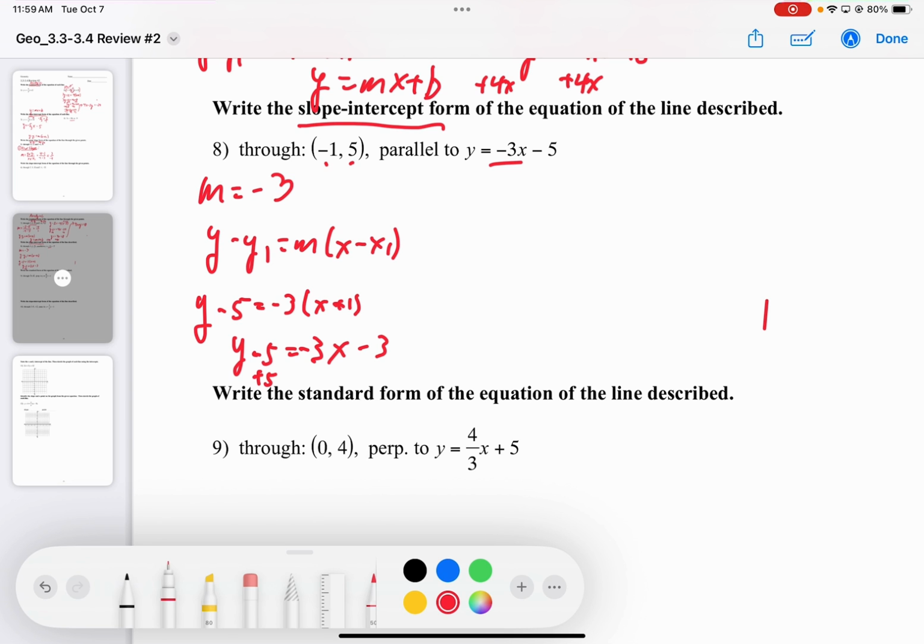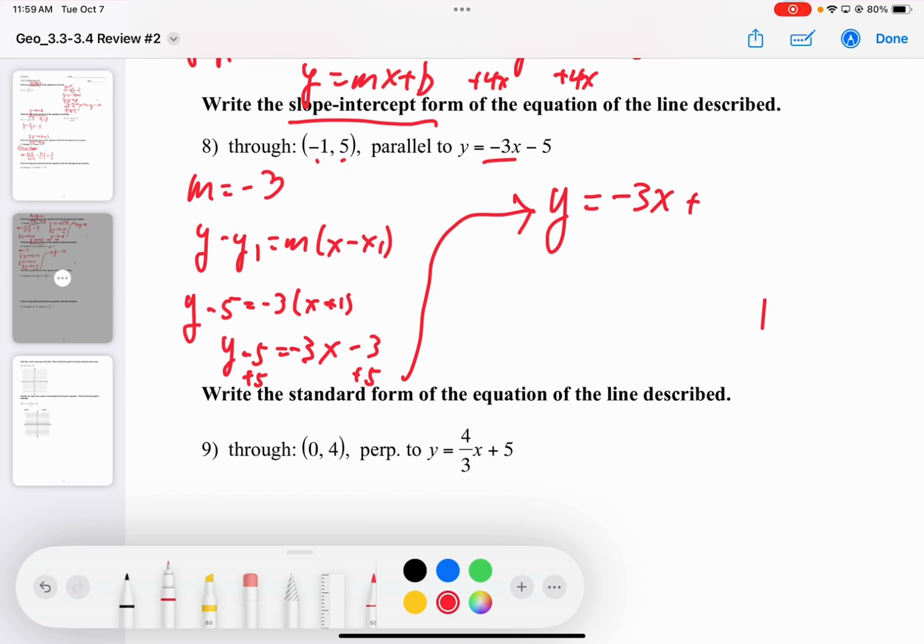Add 5 to both sides. So I get y equals -3x. And then -3 plus 5 is going to be plus 2. So I get that.